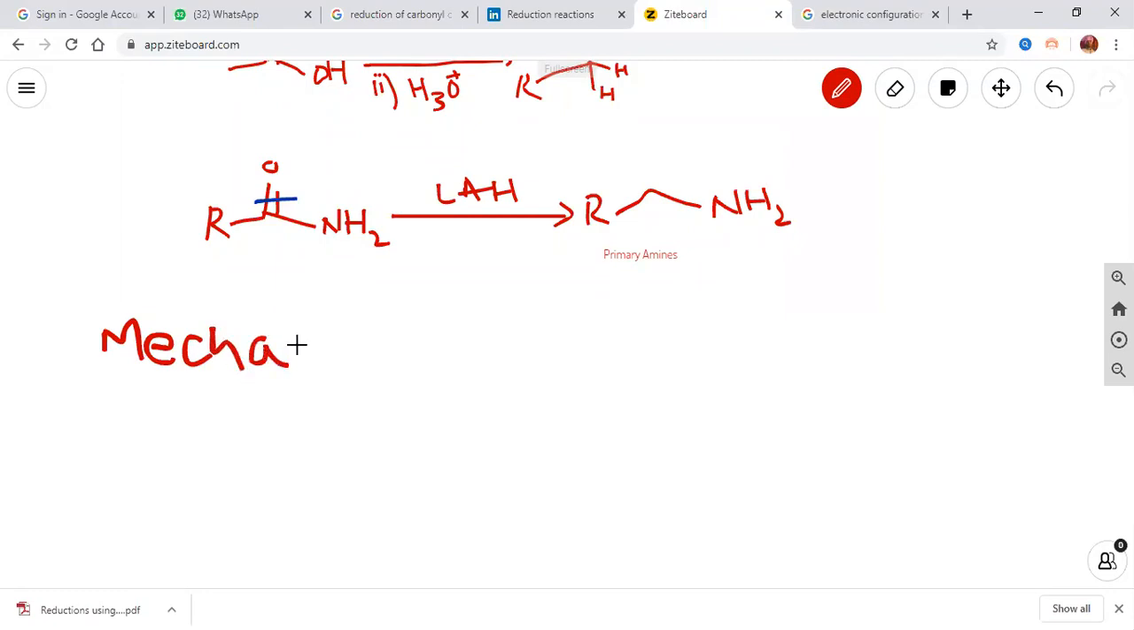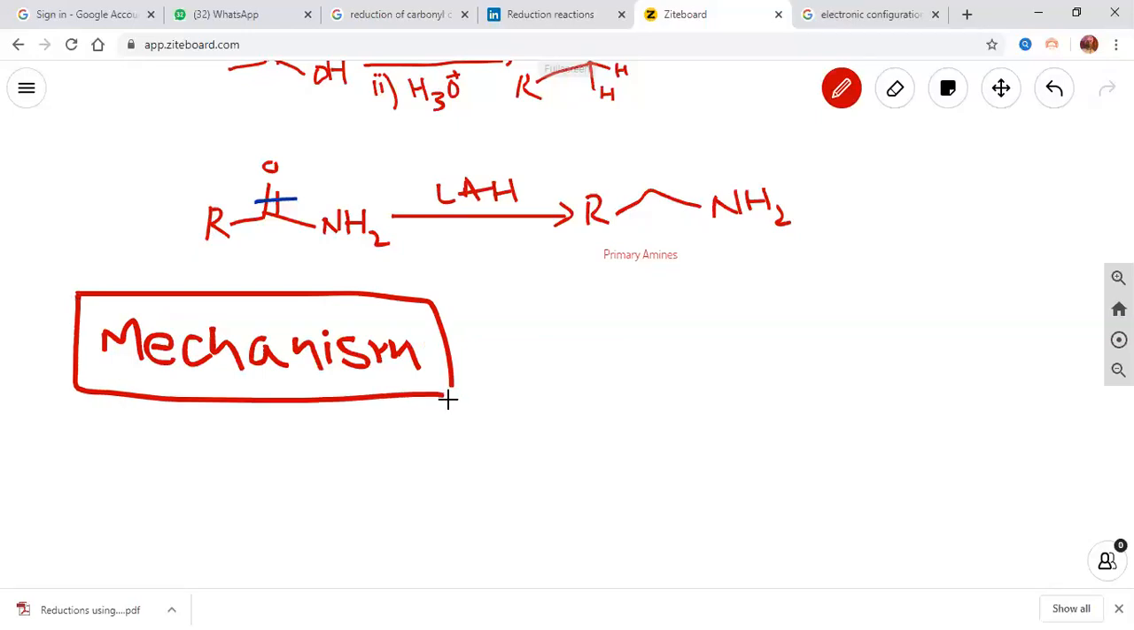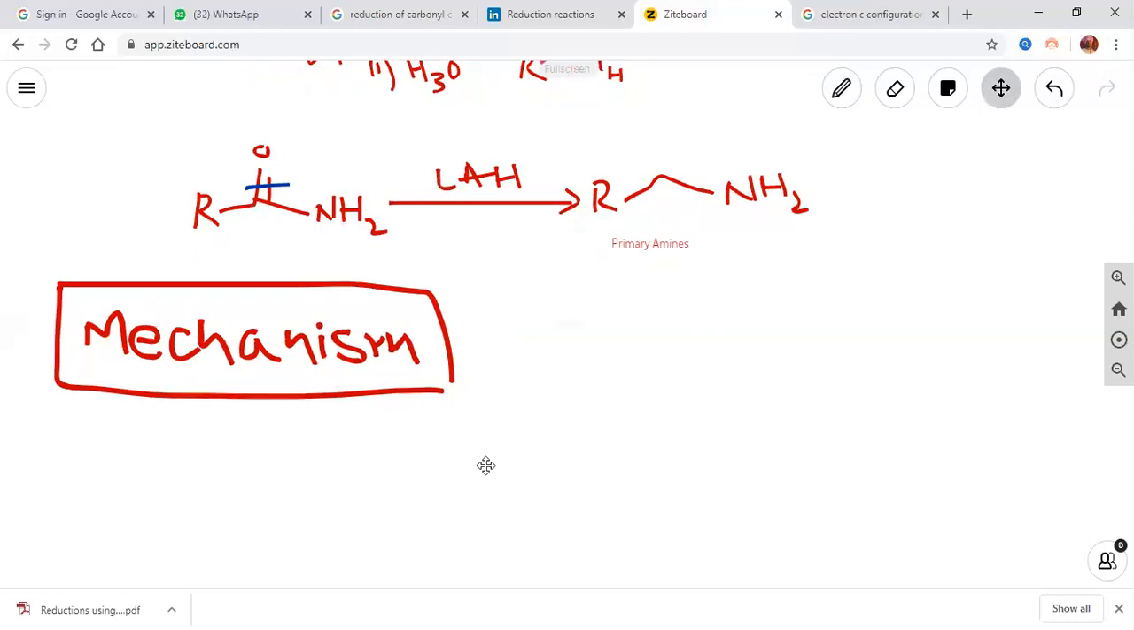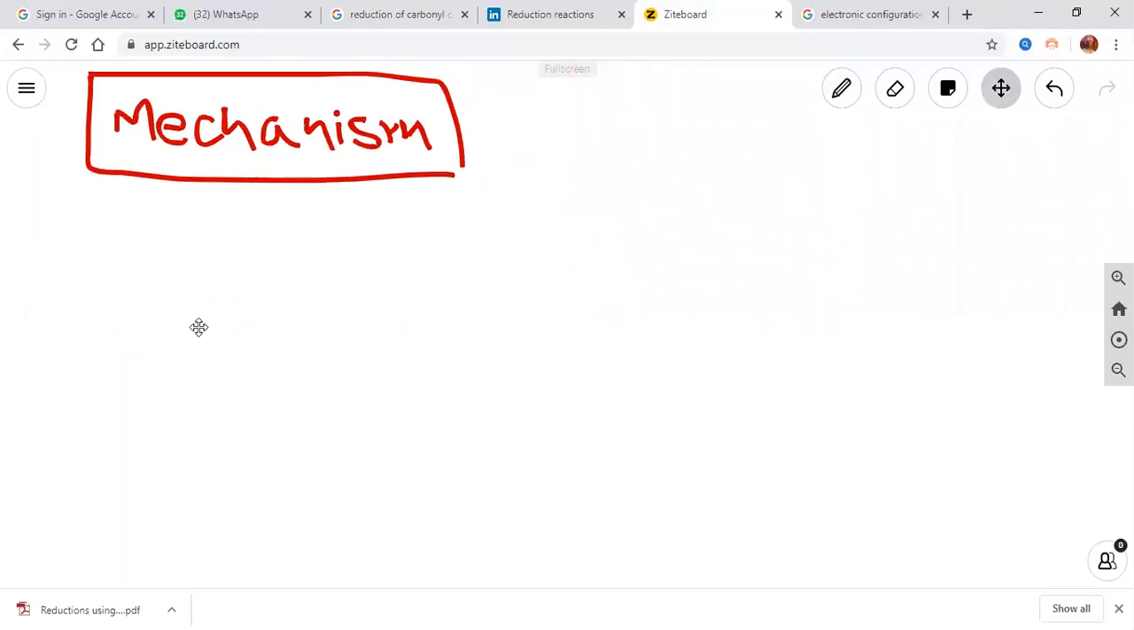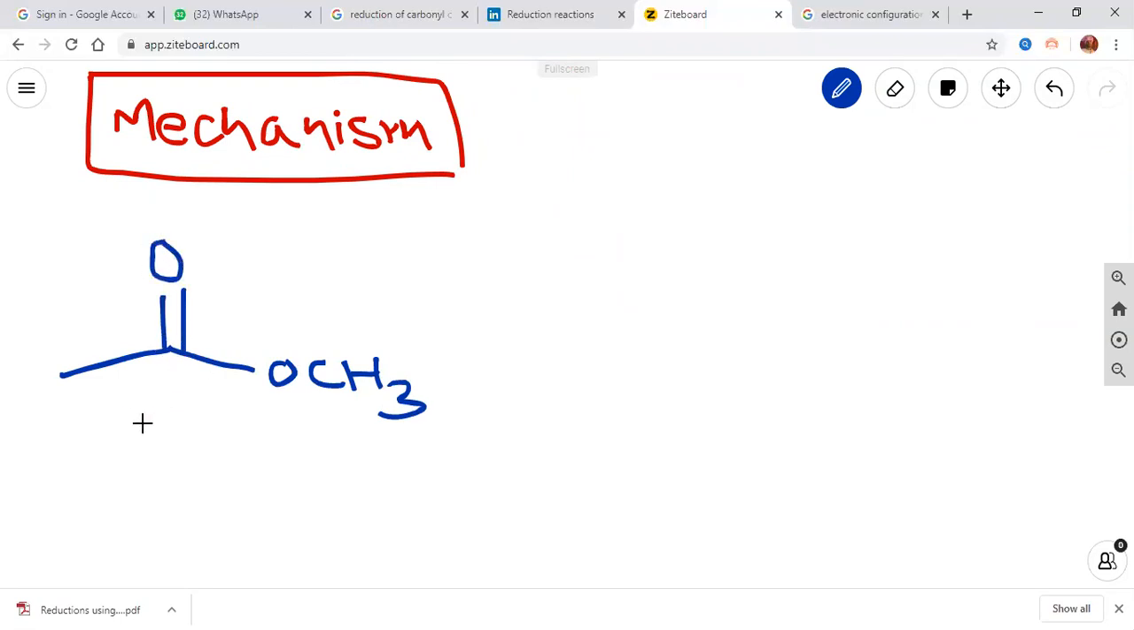Mechanism. We'll take an ester and discuss the mechanism of reduction using lithium aluminum hydride. OCH3. This is an ester.